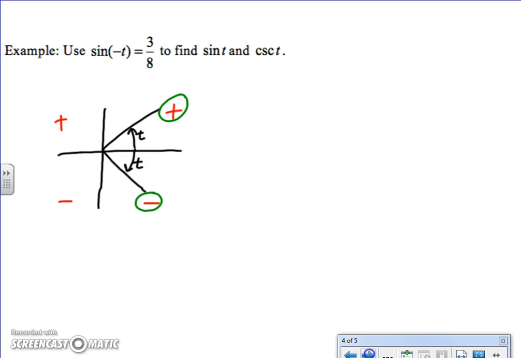Alright, so if I'm looking at the sine of negative t and the sine of positive t, those are going to be opposites. It'll always be the same number here. You just have to decide if the sign is going to stay the same or change. So sine of t is equal to negative 3 over 8. Okay? Because this one was positive 3 over 8. I know the signs have to be opposite, so this one is negative 3 over 8.